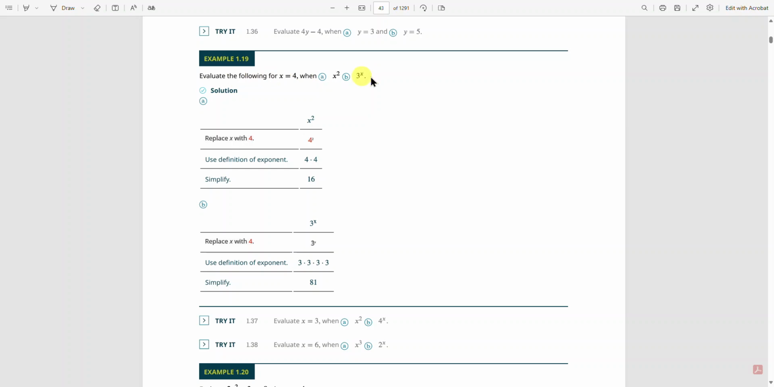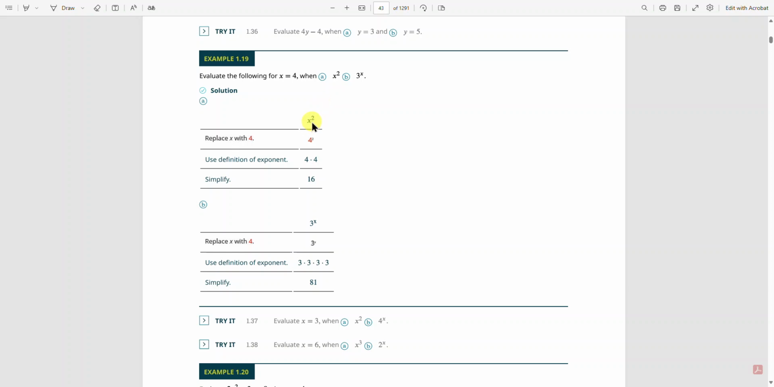So this is written a little differently. Here we're given two different expressions with one value, and we're asked to take x equals 4 and find the value of x squared. And then we're asked to find the value of 3 to the x power, or 3 to the 4th power, since x equals 4.